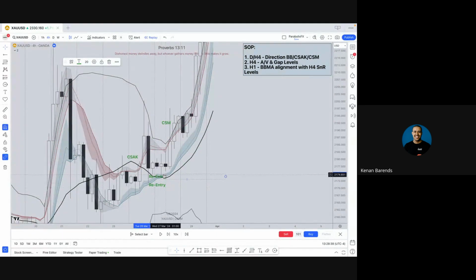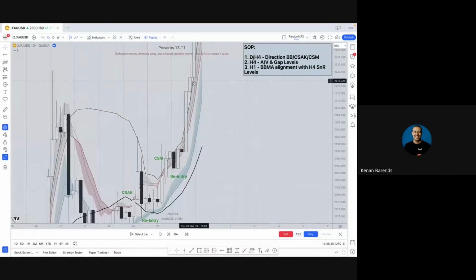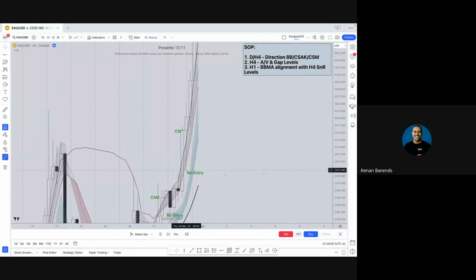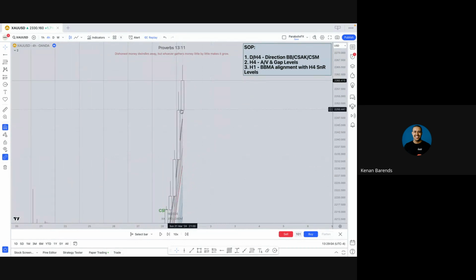Okay, so we will have a re-entry over here. And this is how we look at the market continuously. Every time price breaks out of the upper band, we are waiting for a re-entry, which is over here, because this is a CSM. Okay, there's our re-entry when the wick comes down. Same thing here, CSM, CSM.